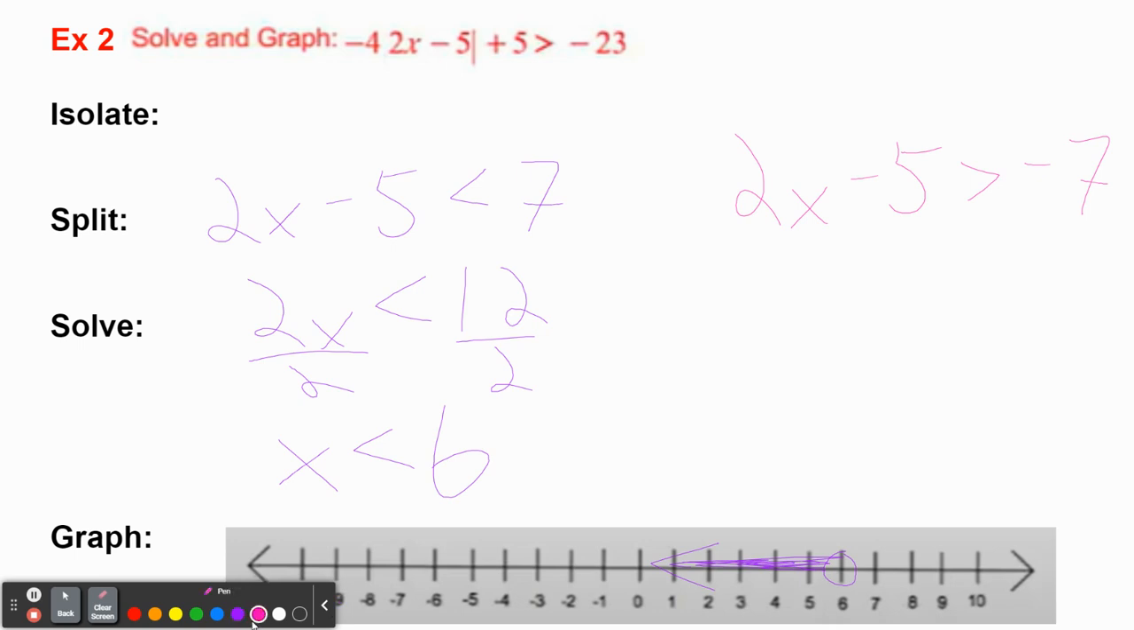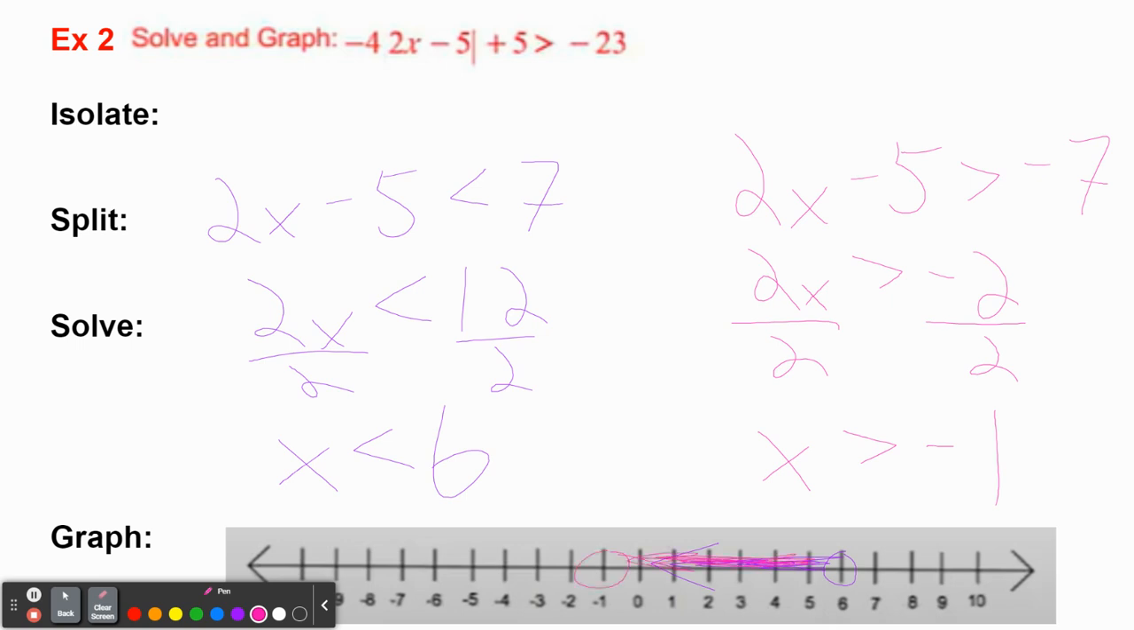Over here, 2x minus 5 is greater than negative 7. Add 5 to both sides. I'm left with 2x is greater than, what would that be? Add 5. Negative 2. Divide both sides by positive 2, so I don't need to flip anything. X is greater than negative 1. Is 0 greater than negative 1? Yes. So I got an open circle here, and then I'm definitely going to the right.